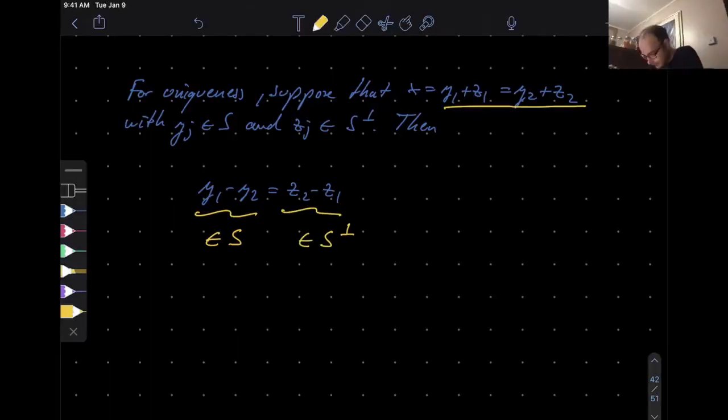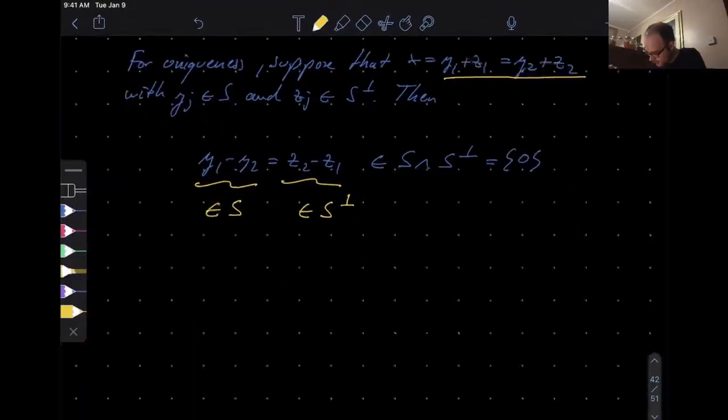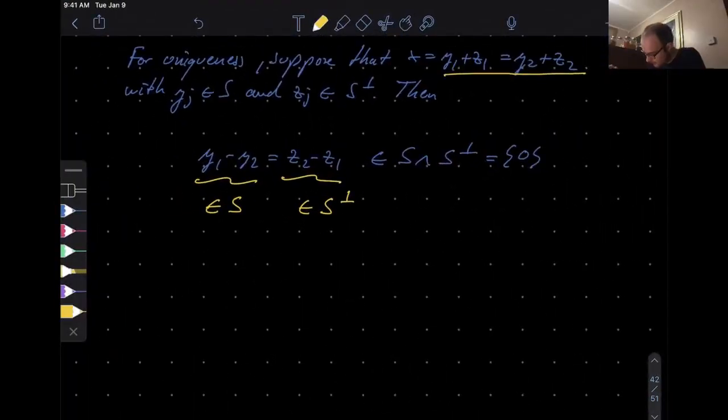So because they're equal to each other in this line, they are in both S and the orthogonal complement, which is the intersection of these two subspaces. But this can only happen if they are the zero vector. Why? Why is the intersection of S and the orthogonal complement the zero vector?